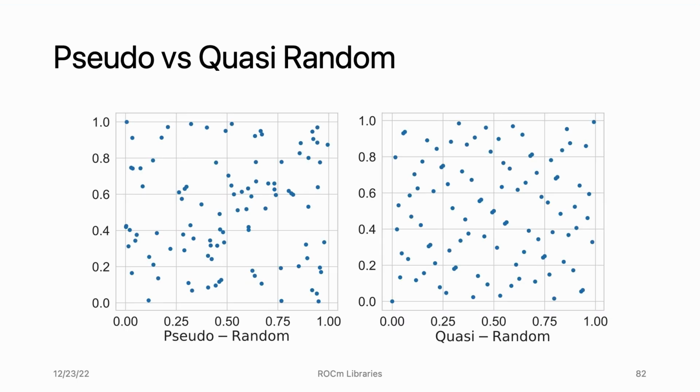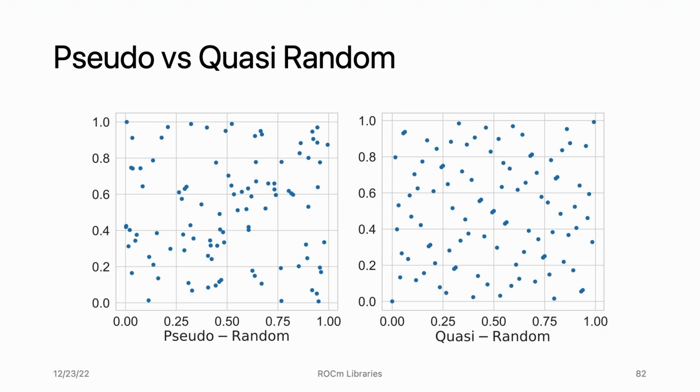In this video, we're going to talk about the rocRand library, which generates random numbers. There are two types of random numbers that are commonly generated. One type is pseudo-random numbers, and the other type is quasi-random numbers. I tried to use a Python program to generate some pseudo-random numbers and quasi-random numbers.